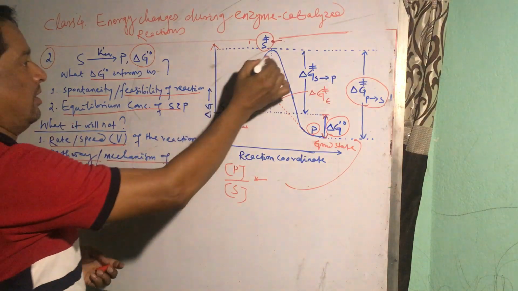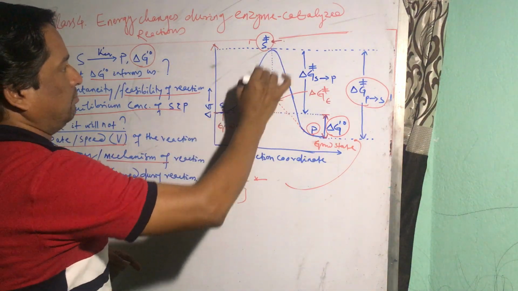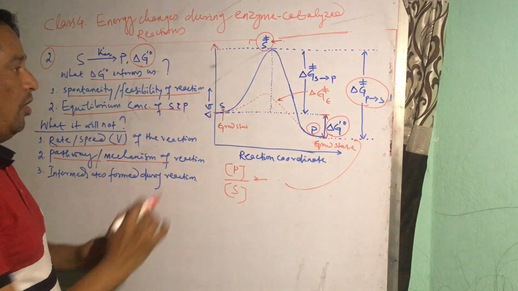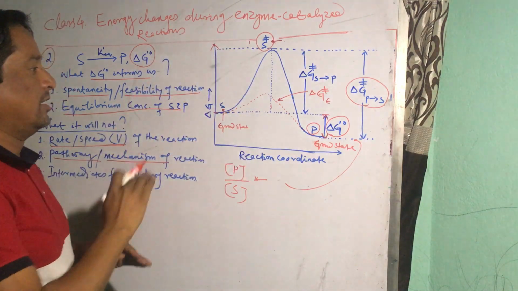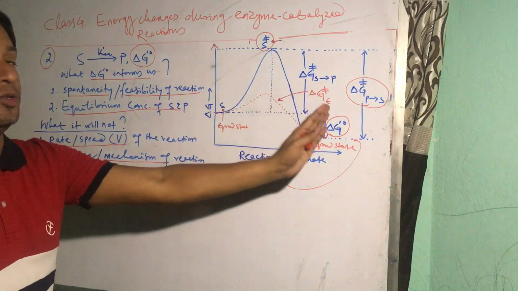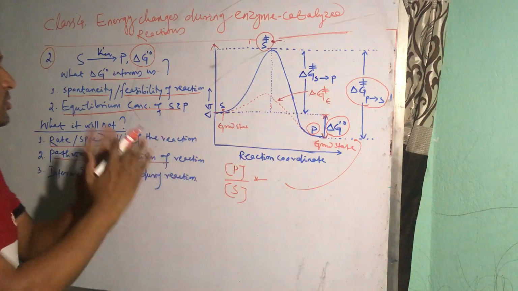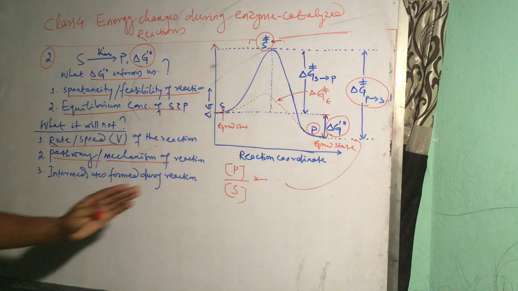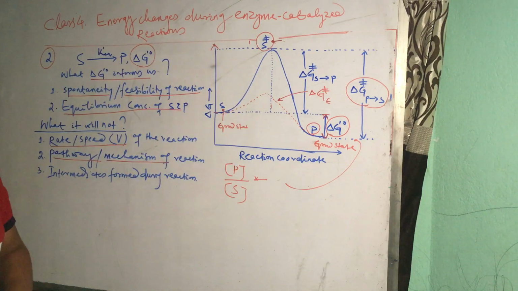So it is like a barrier or a hill is decreased, so that more of the molecules jump this hill to come to the product side. So in the next videos, we'll see how enzymes decrease this free energy.